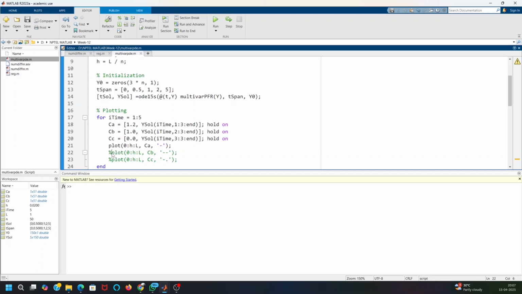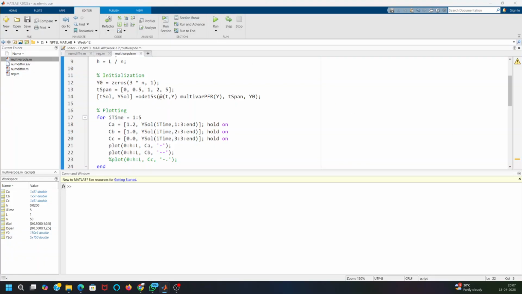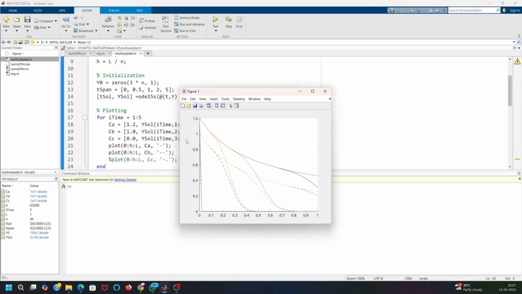Then you can also plot this, the second plot here. You can see this CB is also having a similar thing: basically all the concentrations are decreasing at various points. Initially it might be like this, and as time passes, the concentrations might be decreasing. That's what is happening, from one end to the other end they are decreasing.